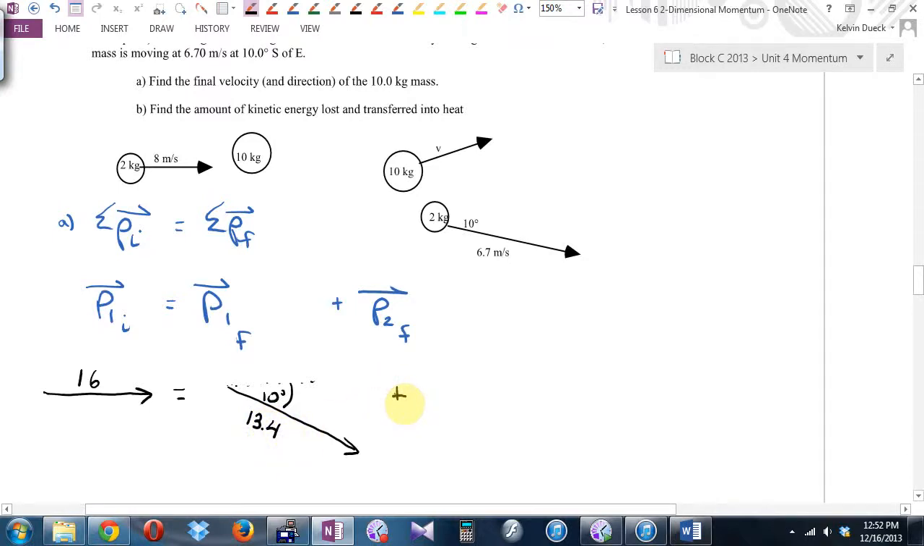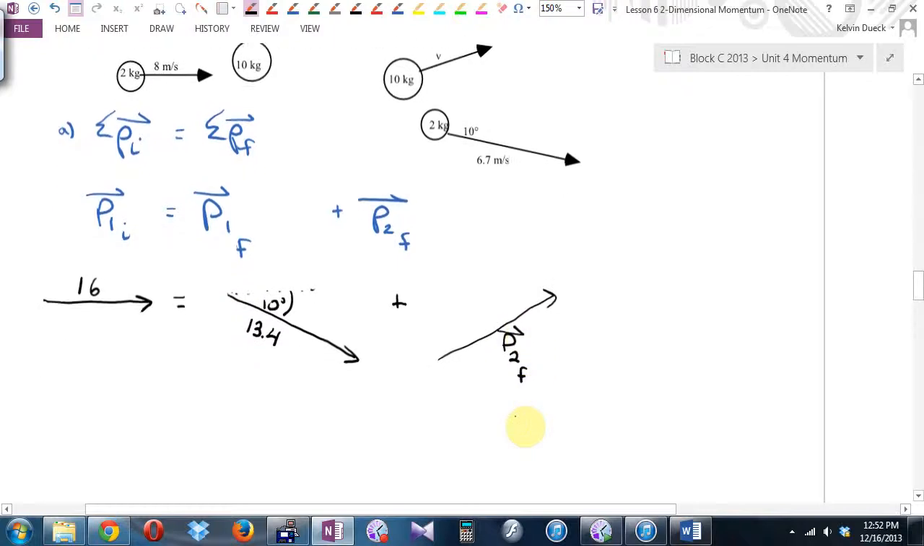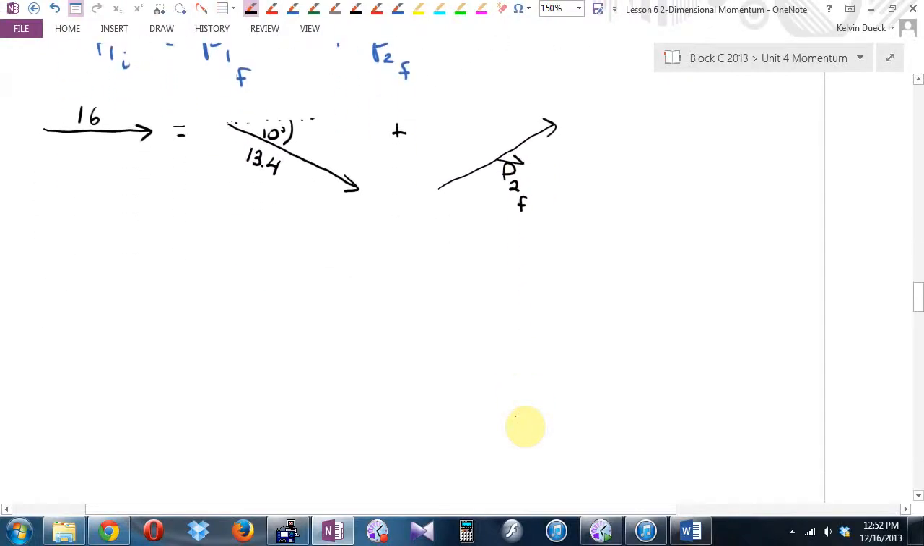plus. Do I know the mass times velocity of the 10 kilogram mass after the collision? I know its mass. Do I know its velocity? So do I know its momentum? But I can draw it. Momentum of object 2 final. With me so far?